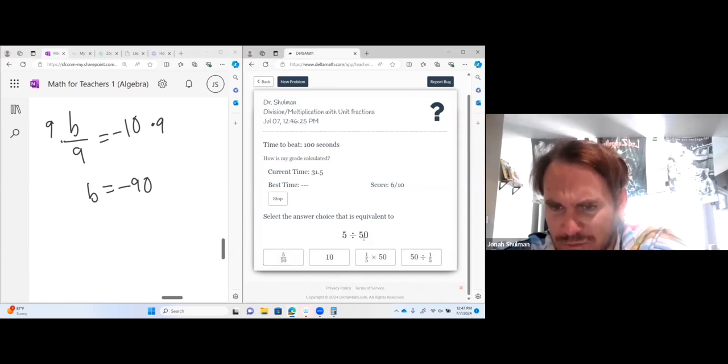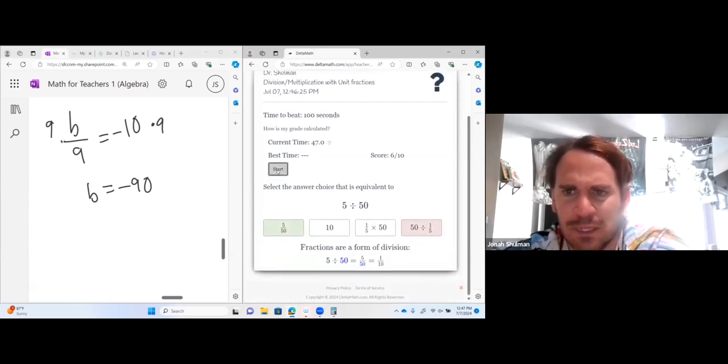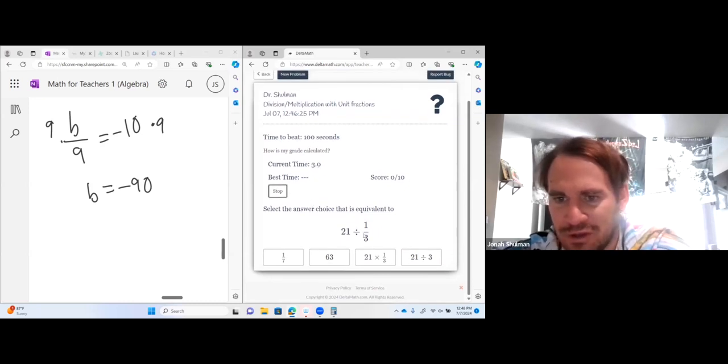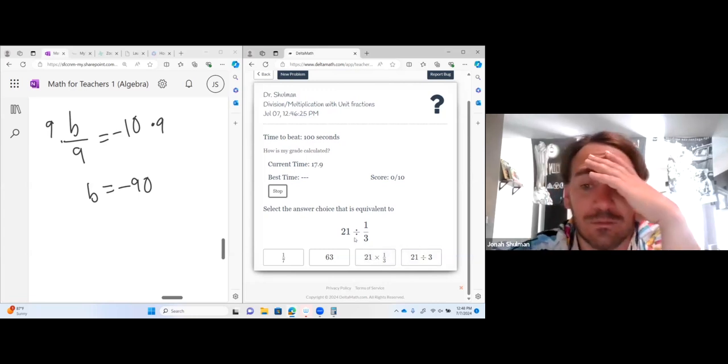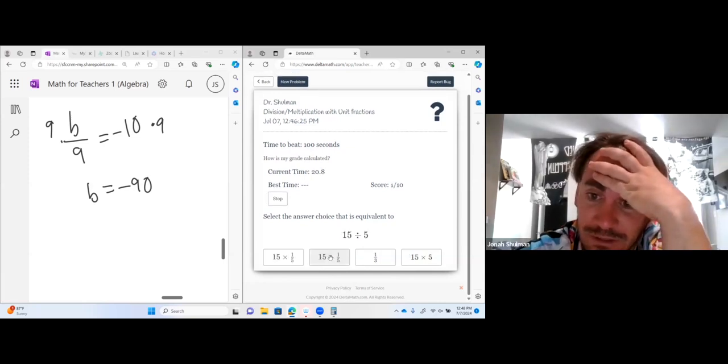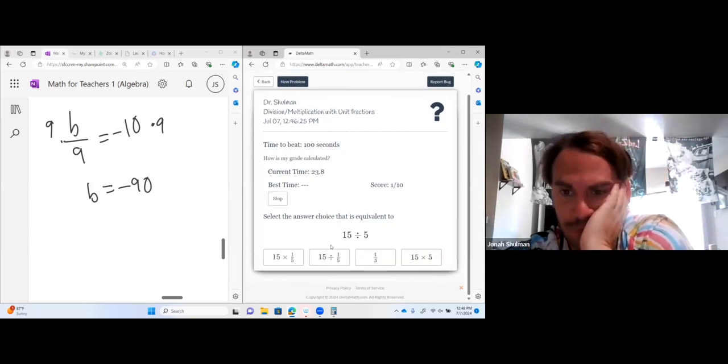5 divided by 50. It's 1/10, so it's not 1/5 times 50. No, it's 50 divided by 1/5. Yes. Oh, okay. I'm not struggling. 21 divided by 1/3. It's 7. No, it's divided by 1/3, so it's times 3. There we go. 15 divided by 5 is 3.